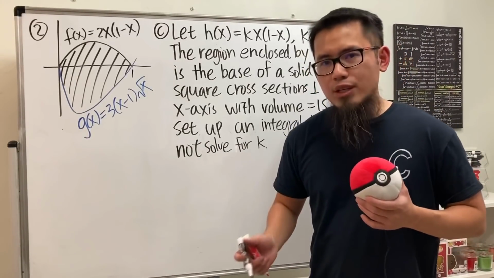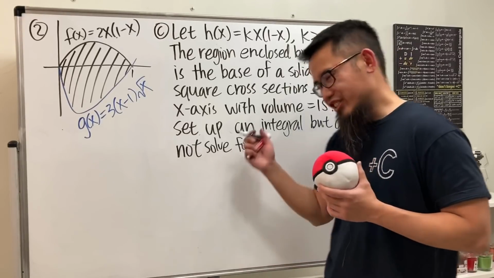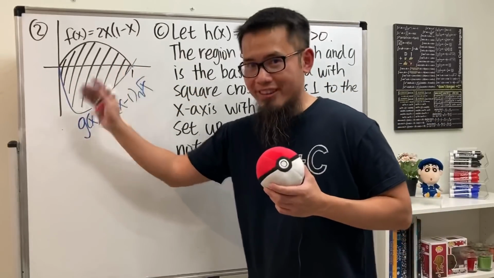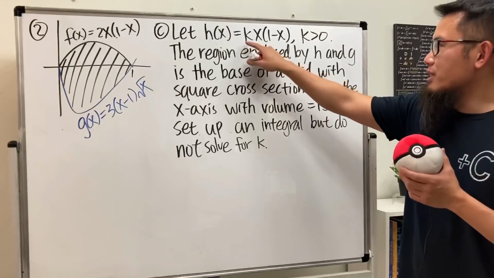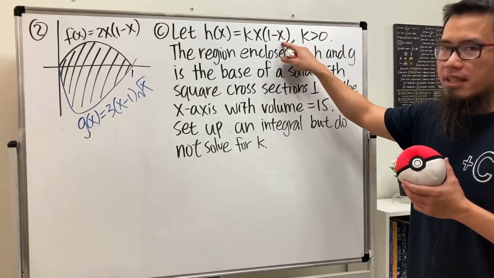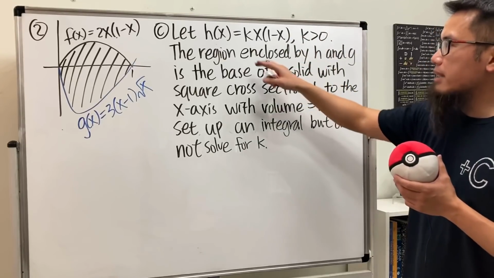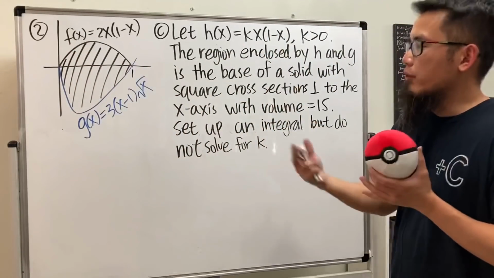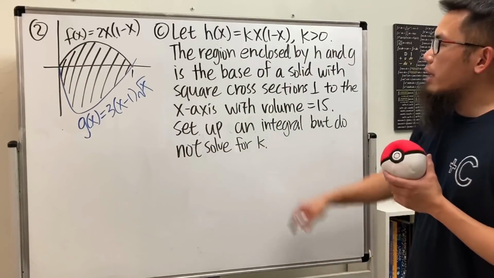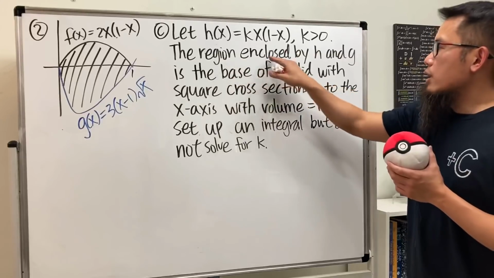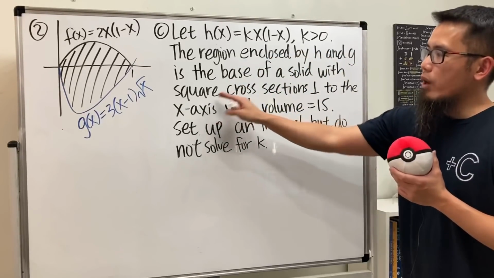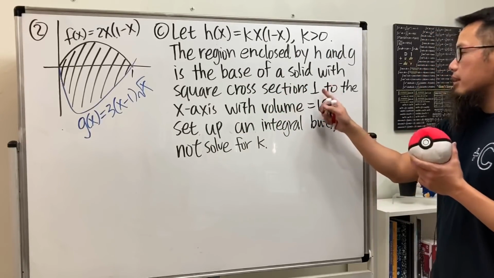Part C is also a volume question, but it's not the volume of the solid of revolution. Rather, we have to do it with cross-section. Check this out. We are given h of x, which is not shown right here. And the equation is k times x times 1 minus x, and k is positive. So I can expect that h of x looks like f of x because they are both like parabolas.